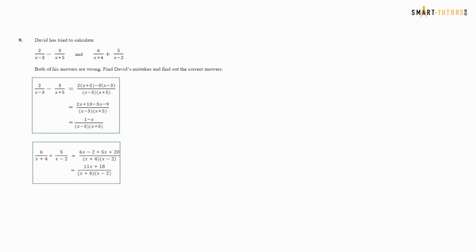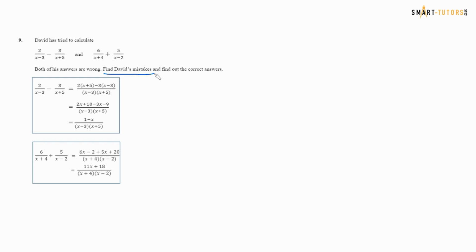Question number 9. David has tried to calculate 2 over x minus 3 minus 3 over x plus 5 and another algebraic fraction is given. Both of his answers are wrong. Find David's mistakes. That is our first question. We need to find out David's mistakes, and once we find the mistakes, correct them and find the correct answer.